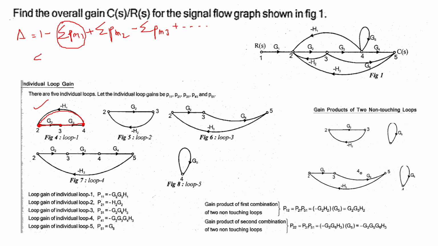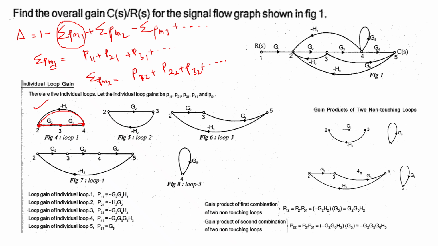So this sigma PM1 can be expanded like P11 plus P21. This M is going to vary. Plus P31 plus etc. Similarly, sigma PM2 will be written as P12, P22 plus P32 plus etc. Sigma PM3 will be P13, P23 plus P33 plus etc.